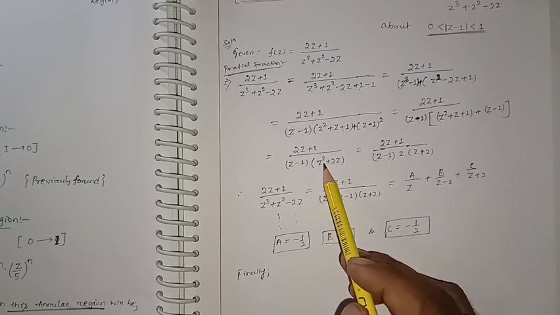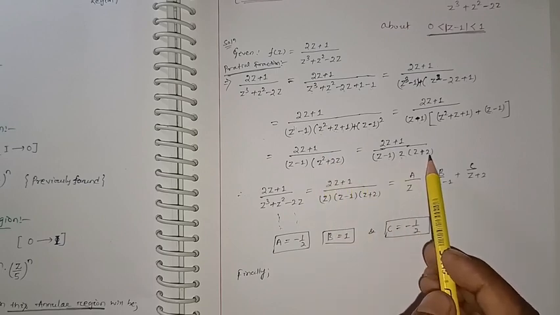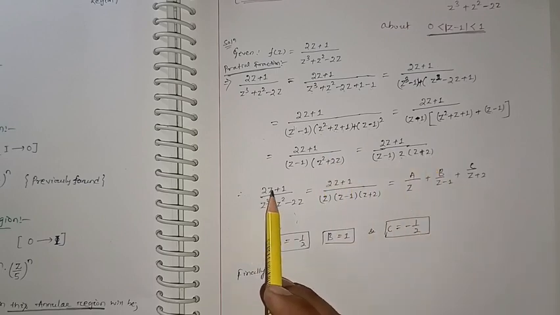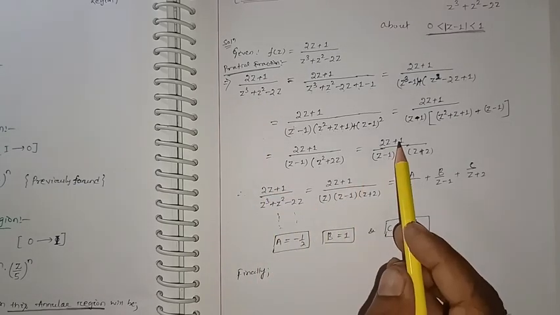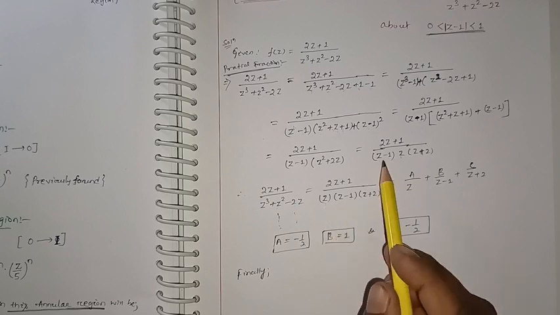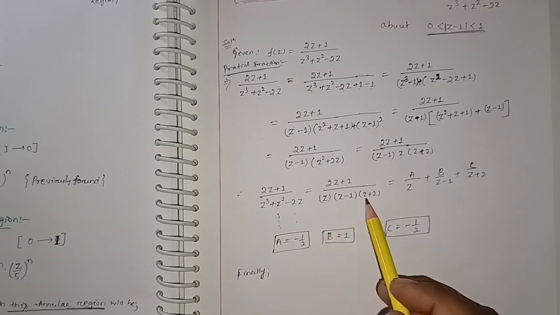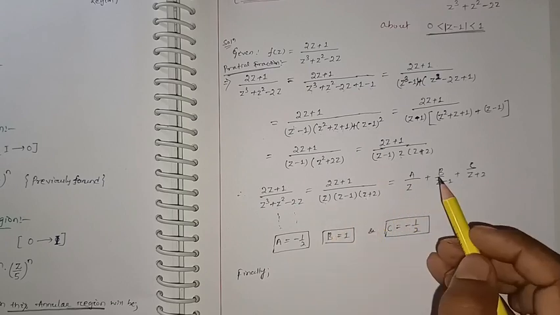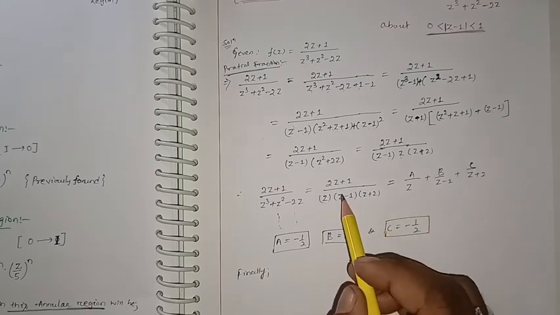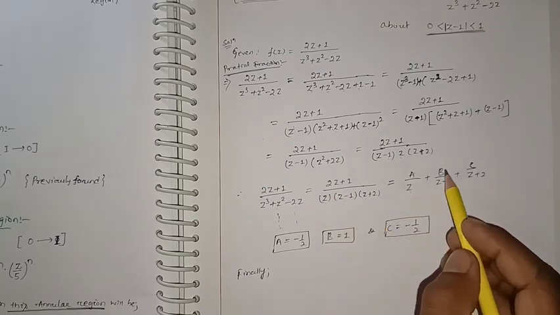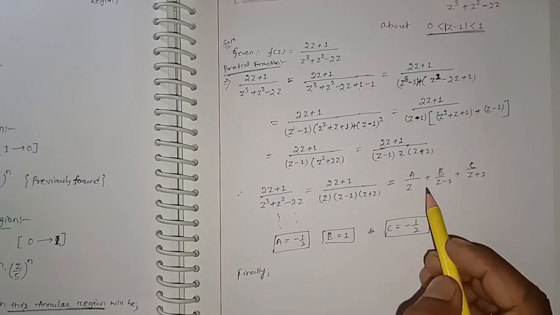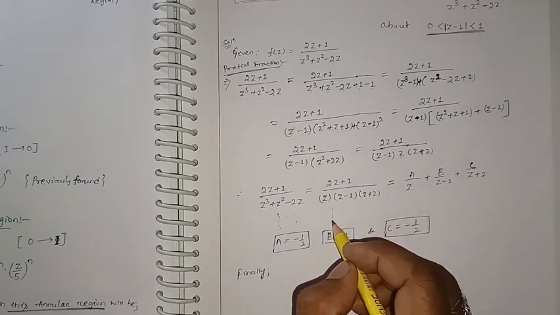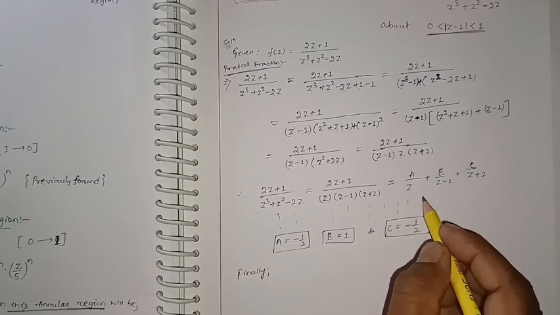If I take common z from these two terms, we can get z into (z plus 2). So finally (2z plus 1) by (z cubed plus z squared minus 2z) will be equal to (2z plus 1) by z, first I wrote (z minus 1) into (z plus 2). So by partial fraction, what we have to write? This is in the form of a by z plus b by (z minus 1) plus c by (z plus 2). Then you have to add these things. Then you have to do all the steps by yourself.